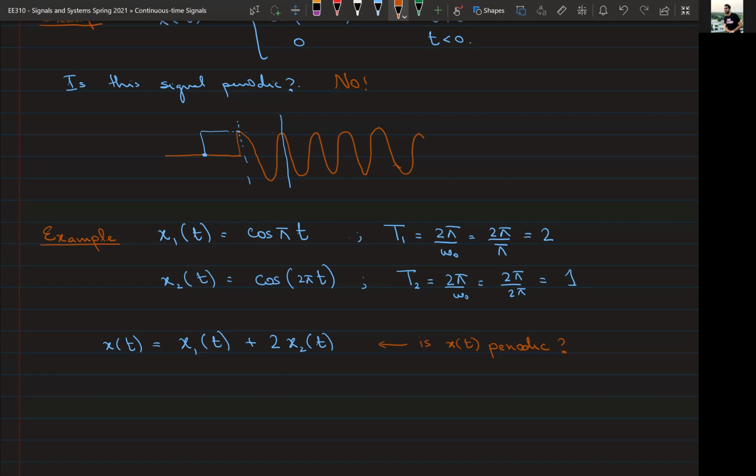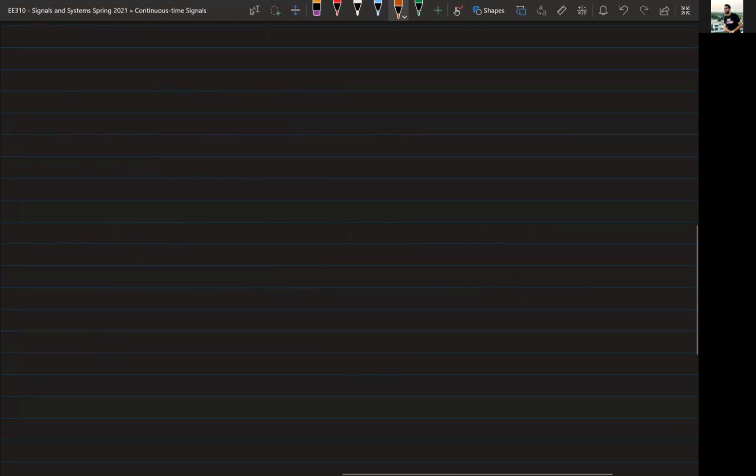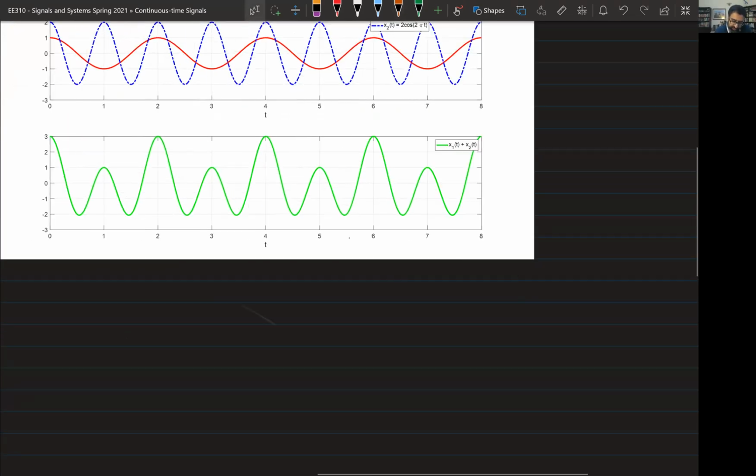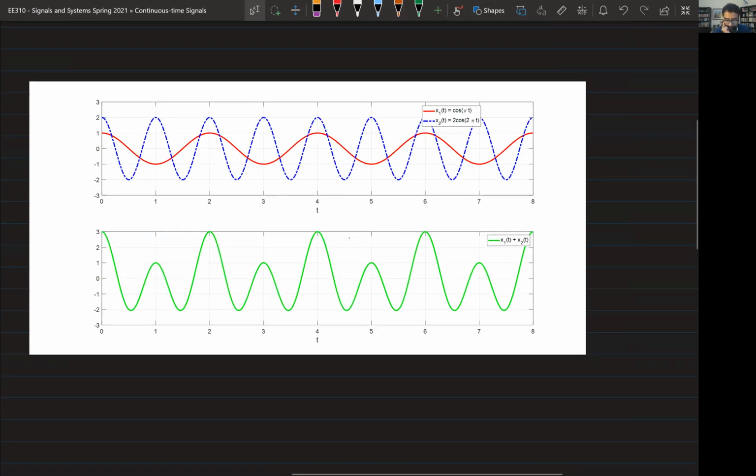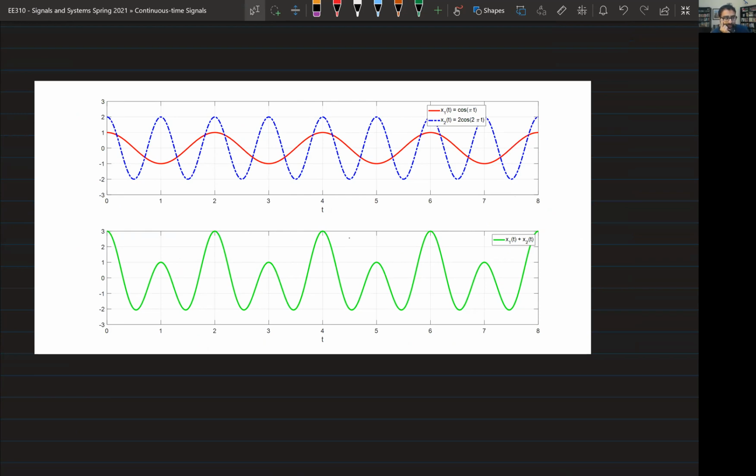right? So here's a depiction of what the signals are. Ibrahim, the signal that you see in red is cosine pi t. The signal that you see in dashed blue is 2 times cosine 2 pi t. Clearly x1 of t is periodic. And what is the period for x1 of t? The period for x1 of t, as we found out, is 2 seconds.